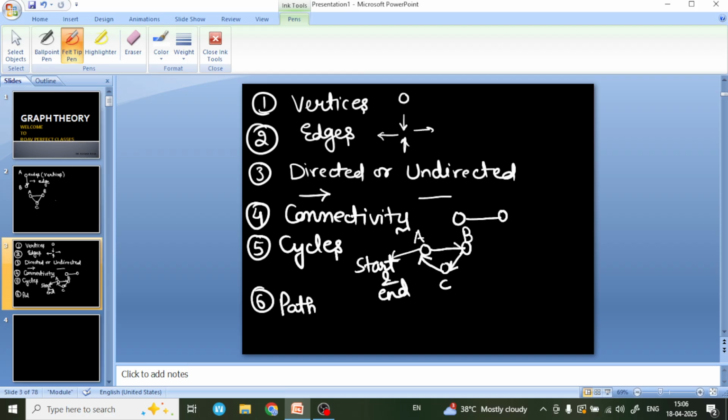Paths. A path is a sequence of vertices connected by edges, like this: A to B, B to C, and C to A. From this figure you can take a path.